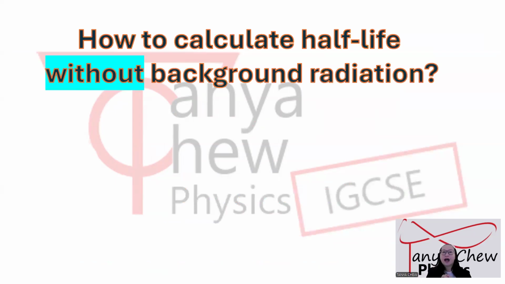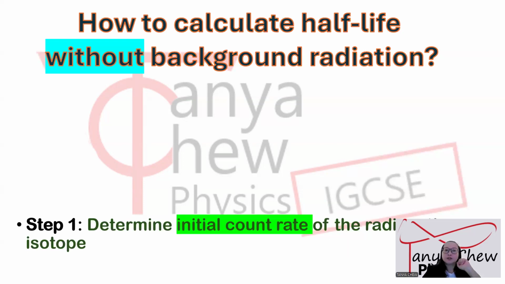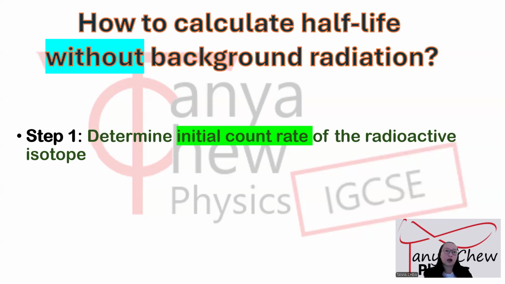Let us look at how we are going to calculate the half-life without the background radiation. If the question asks you to calculate the half-life without the background radiation, things would be easier for you. So I'm giving you step by step on how to calculate it. First step, you determine the count rate of the radioactive isotope. Initial count rate is when the time is at 0. At 0 minute, 0 hour, or 0 second. So look at the time at 0 minute, 0 second, 0 hour, 0 days.